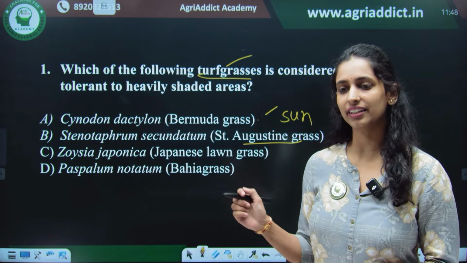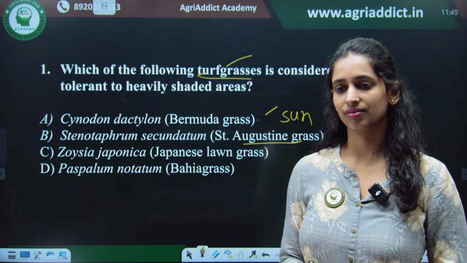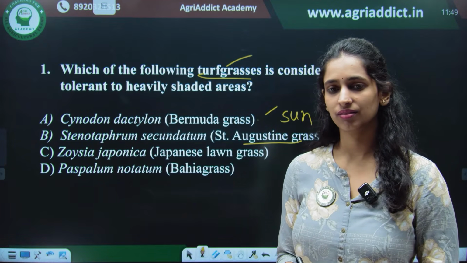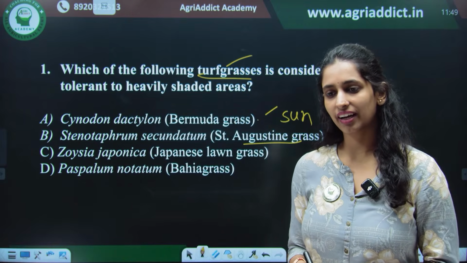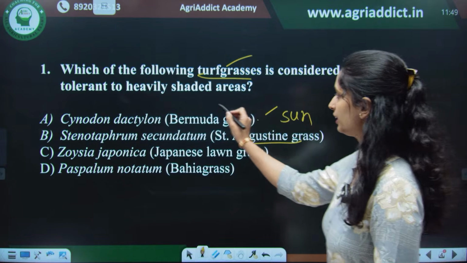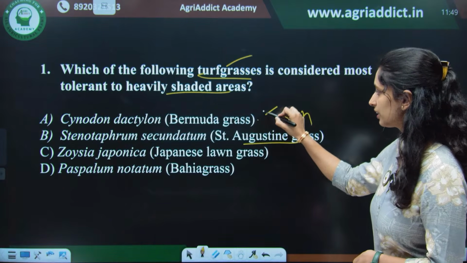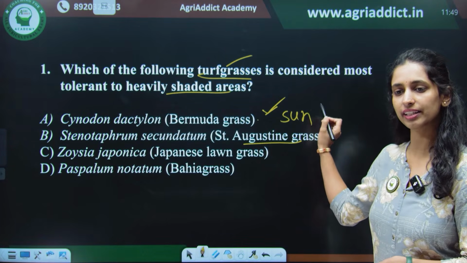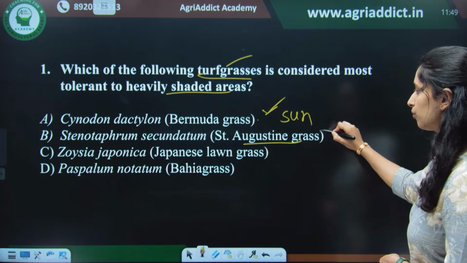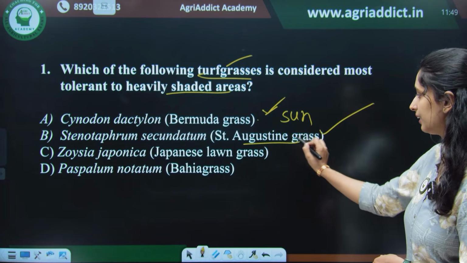Anyone knows which is the right answer? A is not the correct answer. See correctly, they're asking about a heavily shaded area. Bermuda grass, though, loves sun. It grows very well in sunny areas. So the correct answer is Stenotaphrum secundatum, that is Saint Augustine grass.